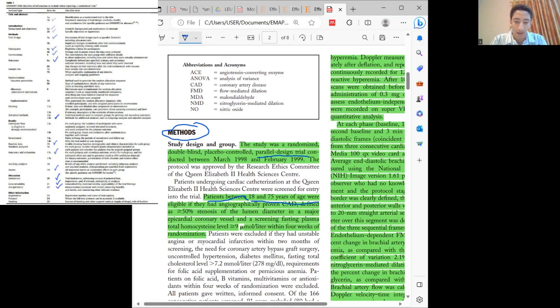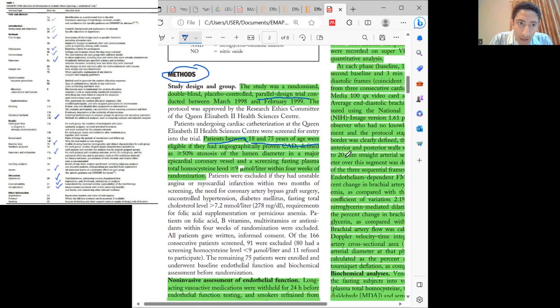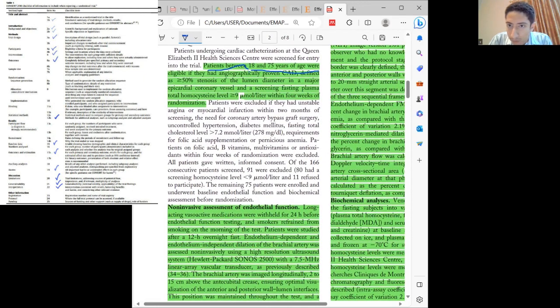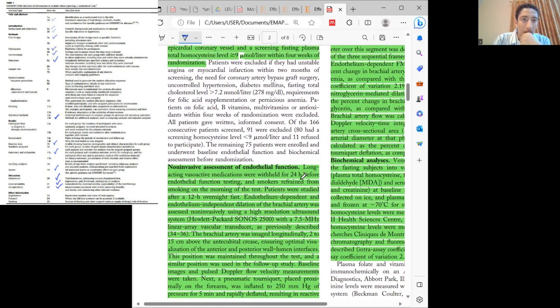In my opinion, this is the settings. Then the intervention: the intervention for each group with sufficient details to allow replication, including how and when they were actually administered. It's my opinion, this one.